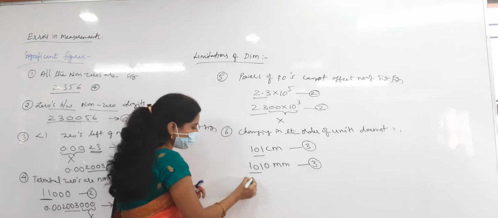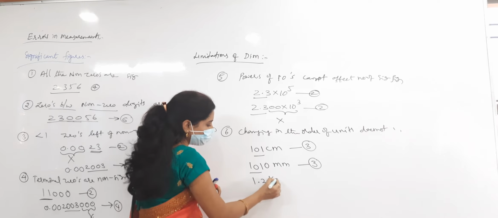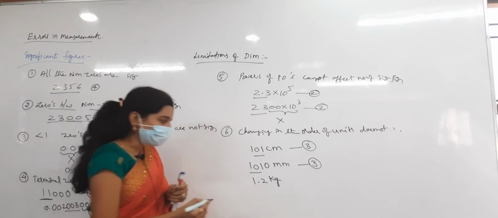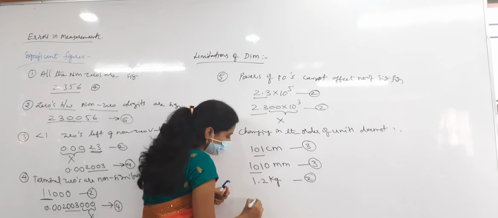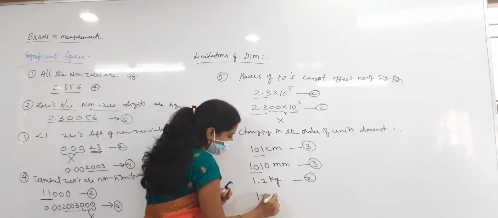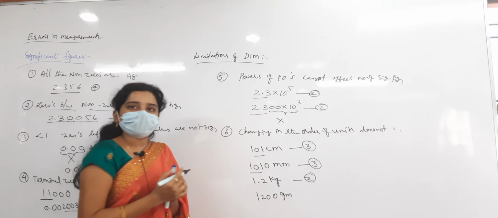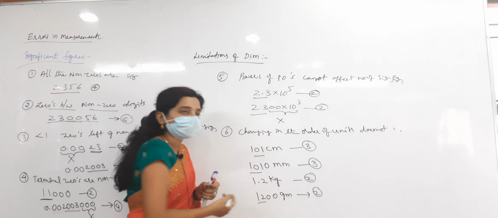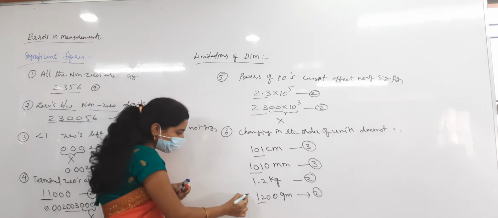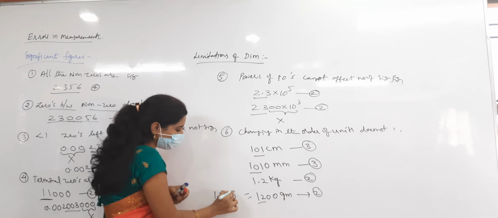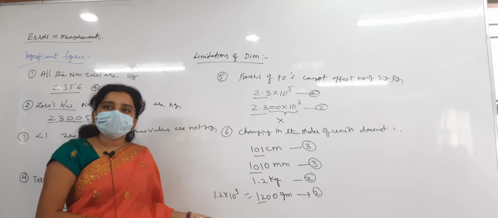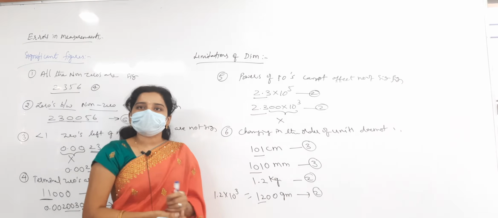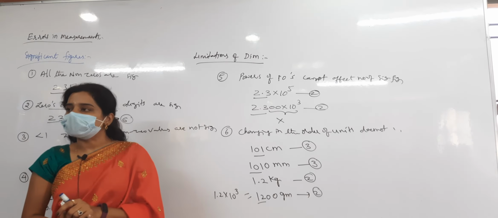Otherwise, if I say I have a measurement of 1.2 kg, how many significant figures here? 2 significant figures. I can write the same thing as 1200 grams. How many significant figures are there again? 2 only. Why? Because the remaining are terminating zeros. Otherwise, I can write the same number as 1.2 into 10 power 3. Again, how many? 2 only. So whether you use powers of 10 or change the units, it does not affect the number of significant figures.